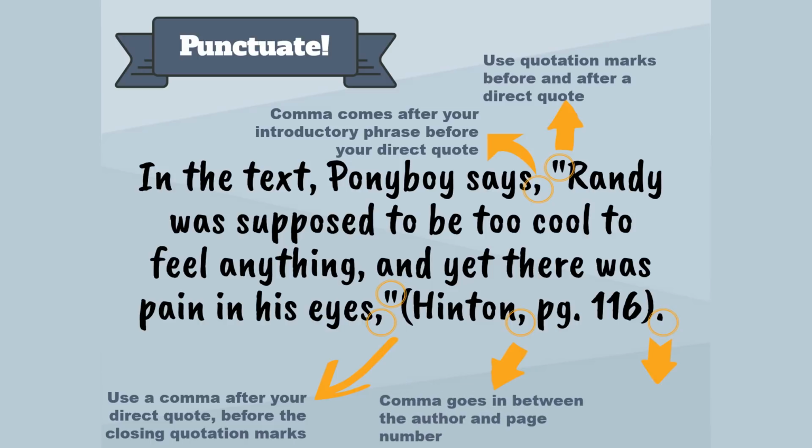Between the author and the page number, you need another comma. We're comma crazy here. And it goes there to say, okay, this is the author and this is the page number, and just set those two things apart. So don't forget that. And then lastly, your period does not come until the very end, after your in-text citation, after your parentheses.